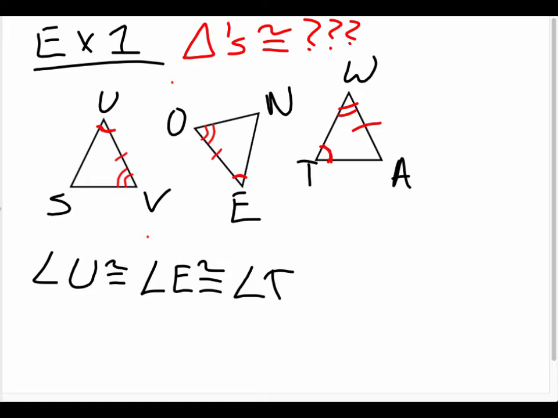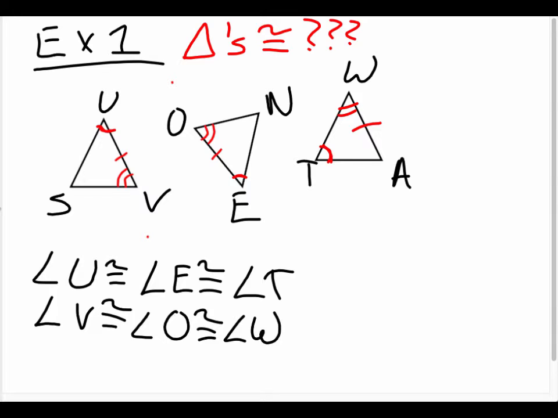All right, so what else do we know? Well, we also know that angle V is congruent to what? Angle O. And what else? Angle W. And since we're listing congruencies, what else do we know? UV is congruent to what? Line segment OE, and congruent to what? Line segment WA.